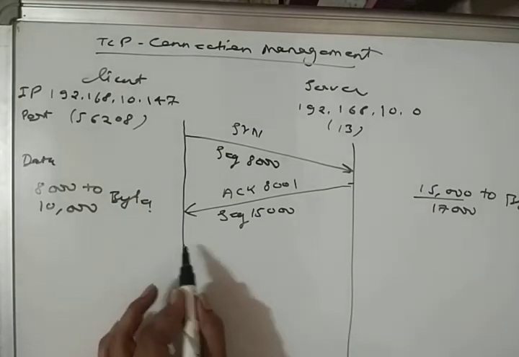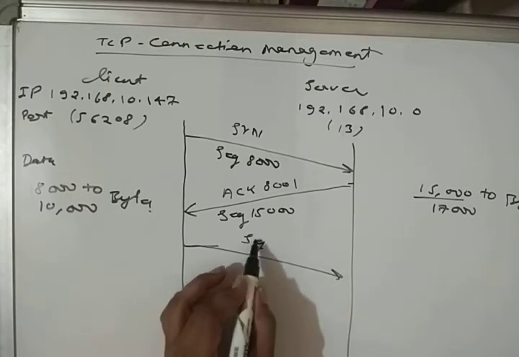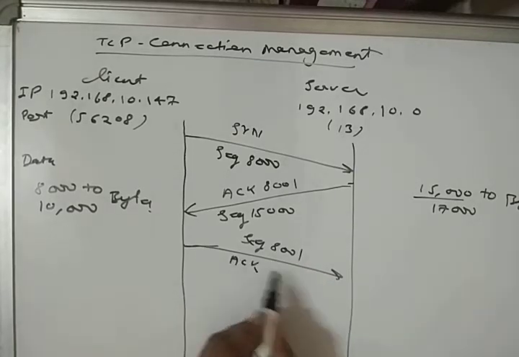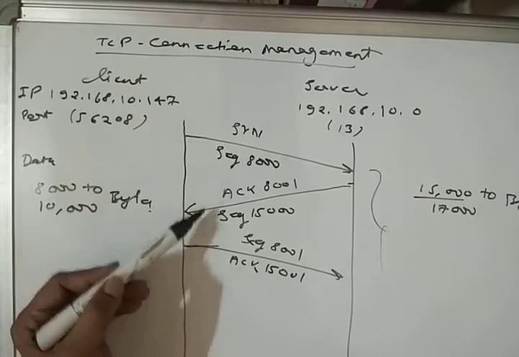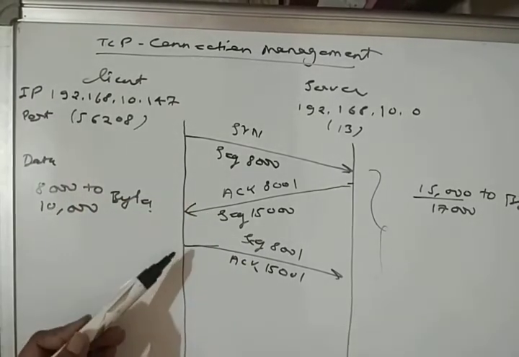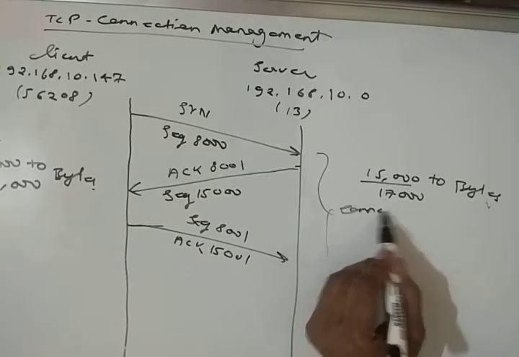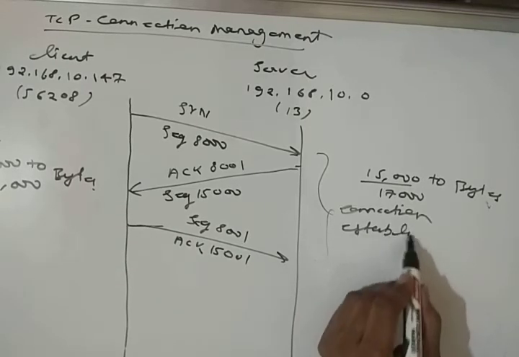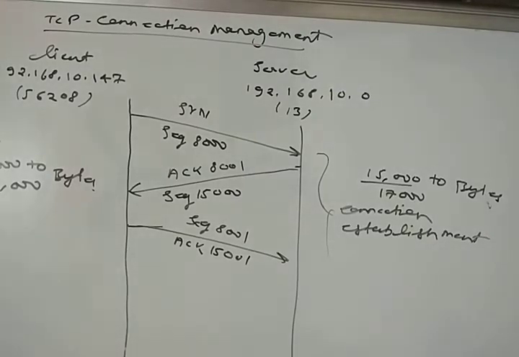Next, the client also sends a sequence number of 8001 with ACK of 15,001. This is known as connection established. There is a three-way, first way, second way and third way. This is three-way handshaking, used to establish a connection.